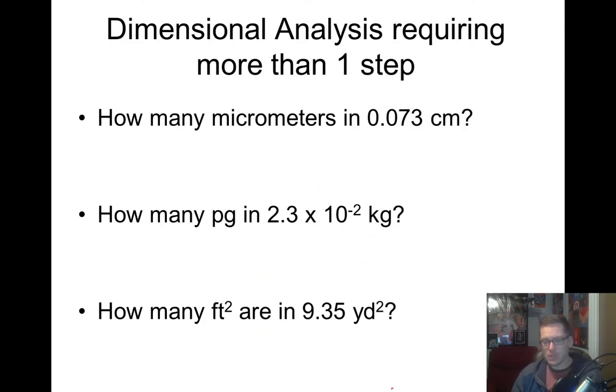Now this is where life gets more exciting. This is dimensional analysis where we have more than one step. So let's draw out our metric line again.